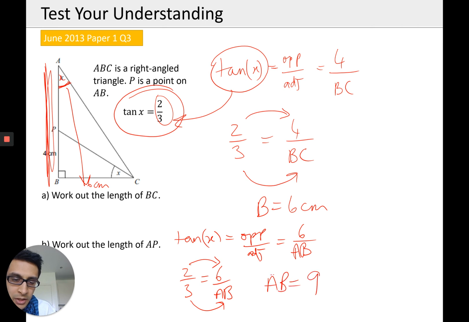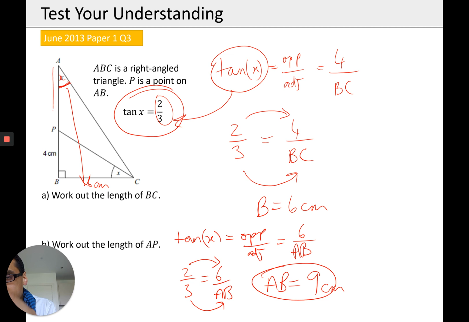Now, a common mistake is students stop here because they think they've worked out the answer, but actually what we're looking for is just the top section of this length, AP. So we have to take away 4 because we know that that bit is 4 centimeters long. So 9 take away 4, you get 5 centimeters.